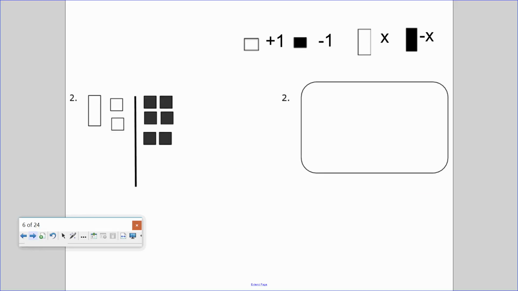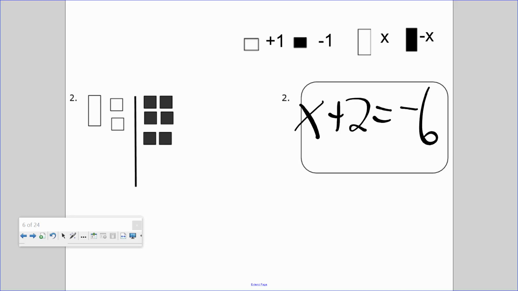Let's try to do it with drawing. So let's write the equation. We have x plus 2 equals negative 6. Now solve it. I need to isolate this x.